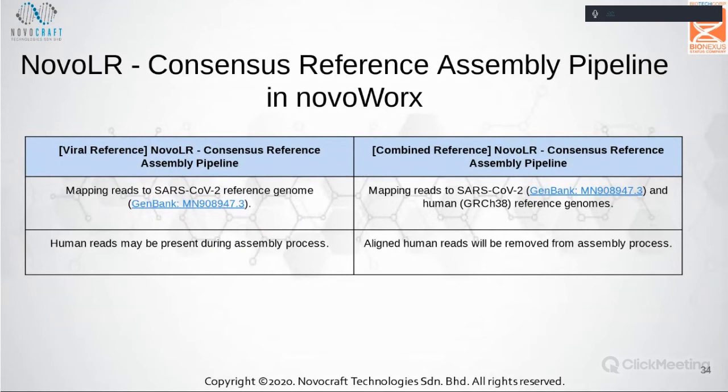There are two sub-pipelines. In the pipeline that uses viral reference, we map reads to only the SARS-CoV-2 reference genome. If the sample is contaminated with human DNA, the human reads may be present during the assembly process. So we must make sure our sample contains only SARS-CoV-2 and is not contaminated with human DNA. If our sample contains human DNA, we will use the pipeline that uses combined reference. We map reads to SARS-CoV-2 and human reference genomes. The aligned human reads will be removed from the assembly process.